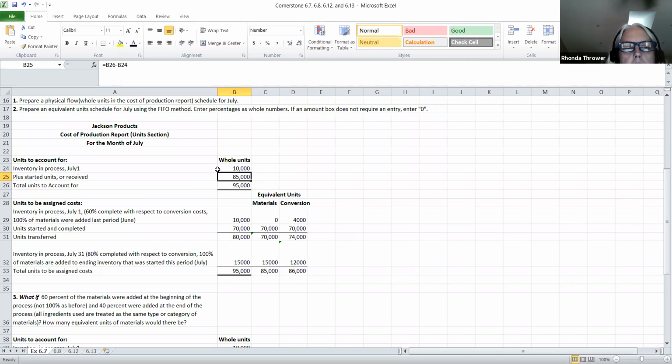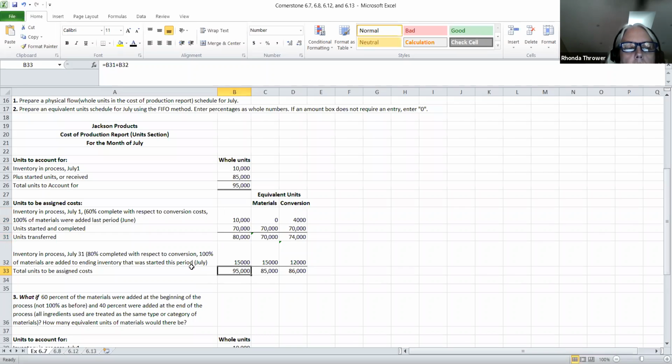So if we go back and review, our beginning inventory units were given at 10,000. We didn't know the units started and we didn't know the units to account for, but we did know the beginning inventory units that we would plug in here. And they told us the units transferred, so we'd plug this amount in here. They told us the ending inventory, so we'd plug this amount in here. Then we've got something to work for. 80,000 plus 15,000 is 95,000.